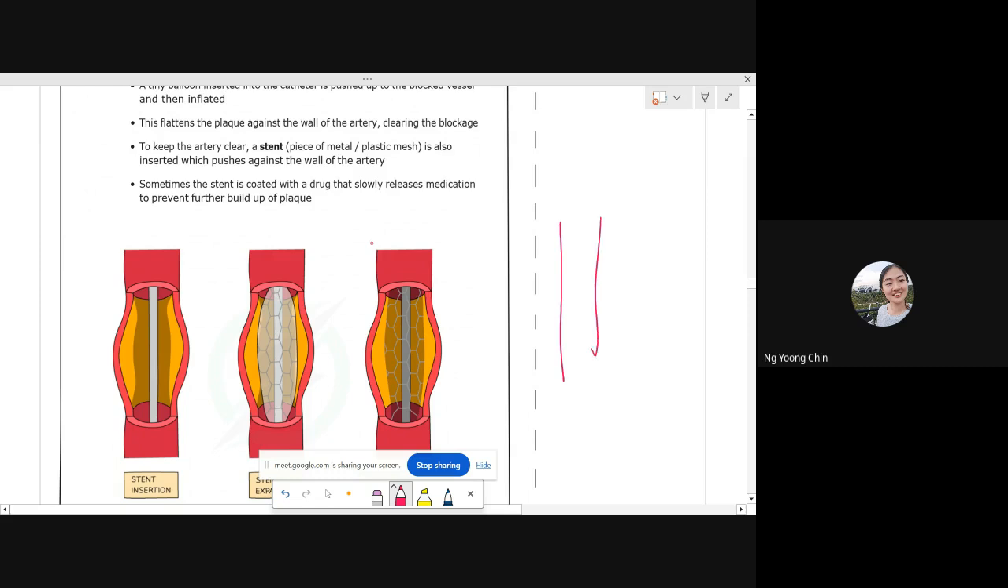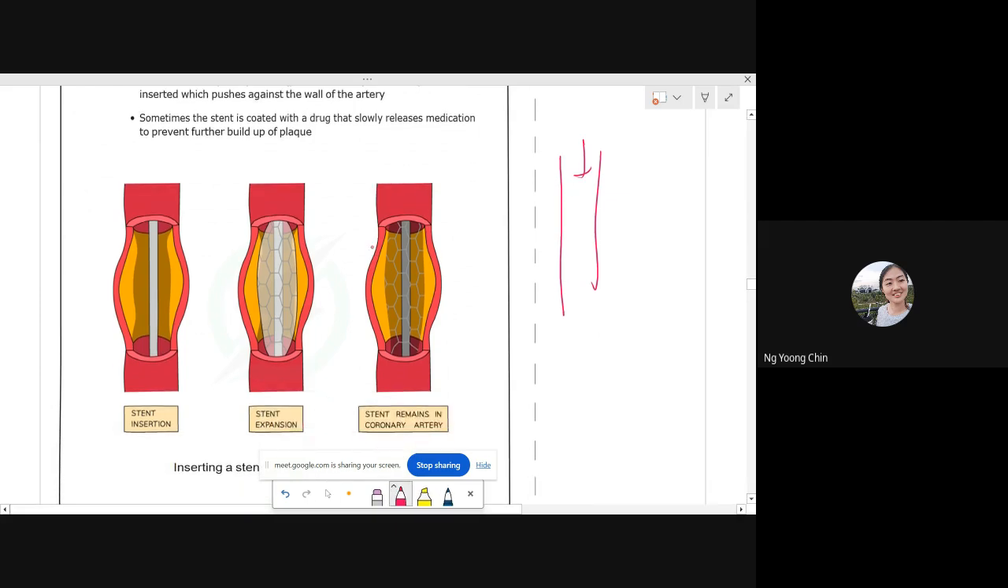So what you do is you try to insert a catheter with a stent. This is a stent. This is a catheter. Because the stent can expand out, you can imagine that when you expand the stent and then remove the catheter, the stent is left in the coronary artery. The stent will stay within the blood vessel like this. This is a stent. They help to allow the blood vessel to remain open.